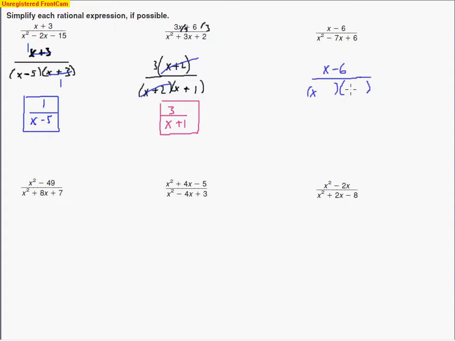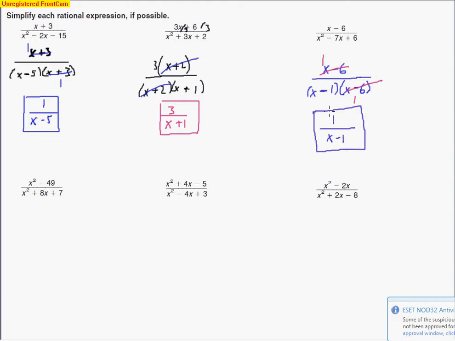X and x make the x squared. Numbers that multiply to make 6, but add, not subtract, but add because of the plus sign here, would be 6 and 1, and they have to add to make a negative 7. So we'll put both minus signs there, and those will work. So from there we can go ahead and cancel out the common factors of x minus 6. But when you cancel them out, remember 1's left on top of that fraction. So we can rewrite this as 1 over x minus 1.